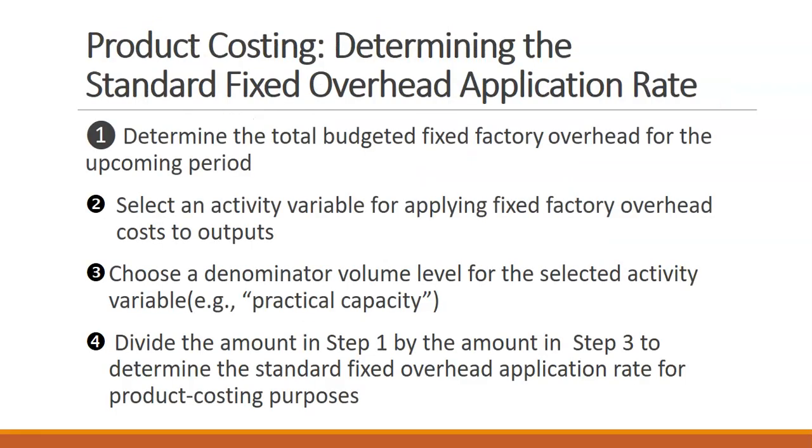So we determine what the total budgeted fixed factory overhead is for the upcoming period. Then we select an activity for applying fixed overhead: direct labor hours, machine hours, or activity-based costing if we use an activity-based costing system. We choose a volume level for our selected activity. So normal capacity, practical capacity, theoretical capacity are the different volumes that we can use. And we're going to talk about those different capacity levels later in the chapter. Then we divide the amount in step 1 by the amount in step 3 to determine our overhead rate.